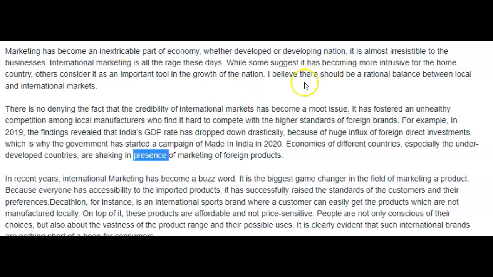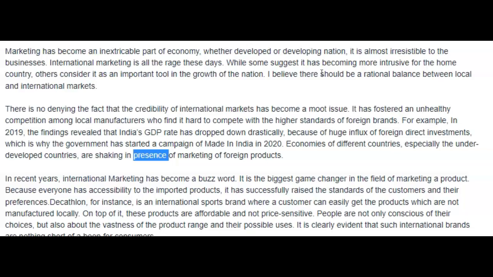Now let's talk about your thesis statement here. You said you believe there should be a rational balance between local and international markets. What is that really answering? Are you saying that it's intrusive and invasive, or are you saying that it's a wonderful tool for education and exchange of ideas? Because this is not particularly clear to me. Okay, so I really wanted you to be a little more specific and tell us if you think it's invasive and intrusive, or if you think it's a great educational tool. So this for me felt kind of vague, and I think you need to make it more specific.